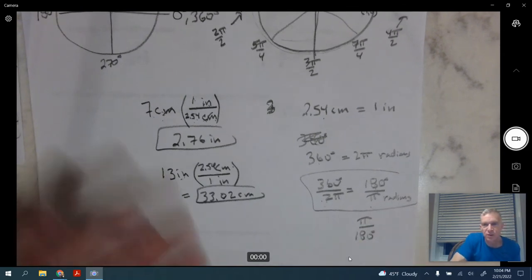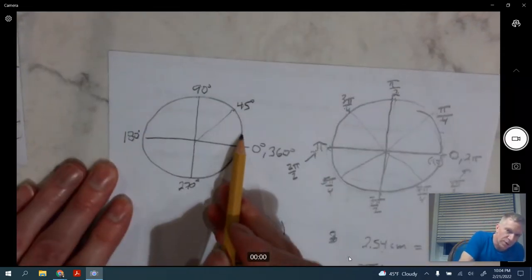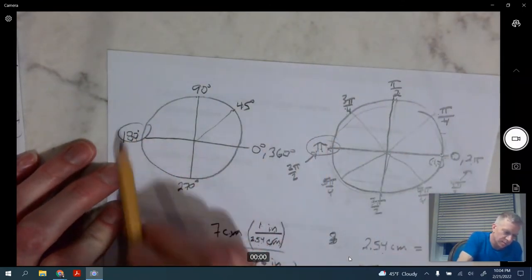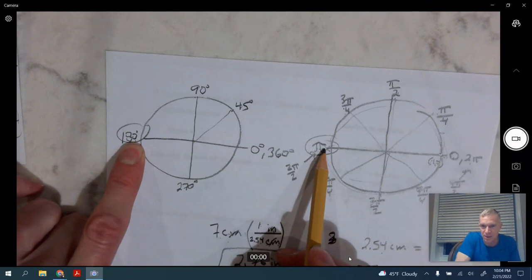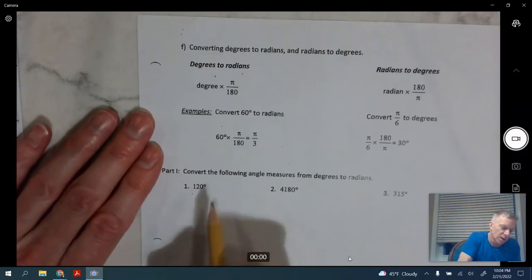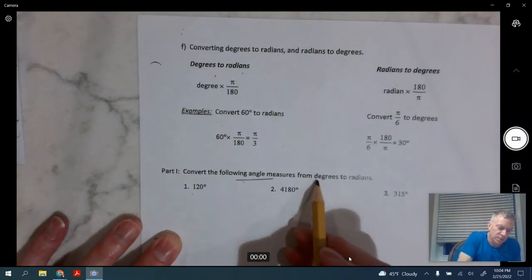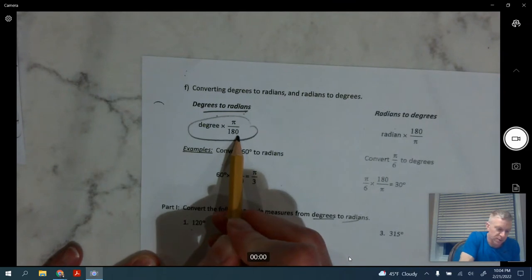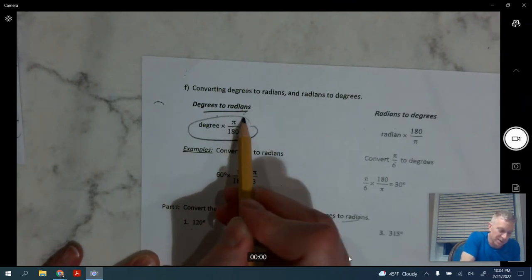And we can see that visually in our circle. Halfway around the circle is 180 degrees. Halfway around the circle is 1 pi. So those mean the same thing to get you to the same place on the circle. Okay, so let's just do a couple examples. Convert the following angle measures from degrees to radians. Degrees to radians, you're multiplying by this. Because you want radians, you put the pi radians on the top.